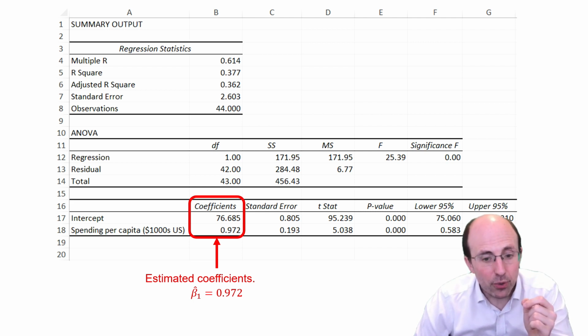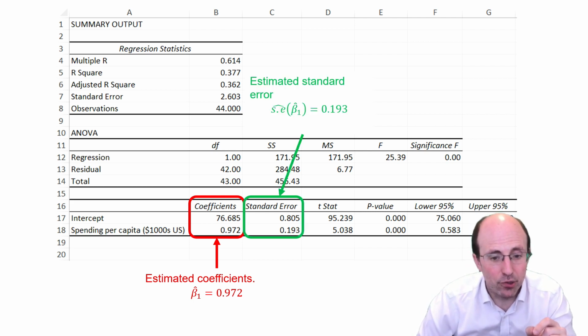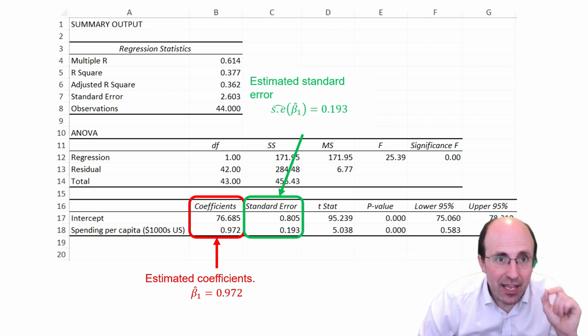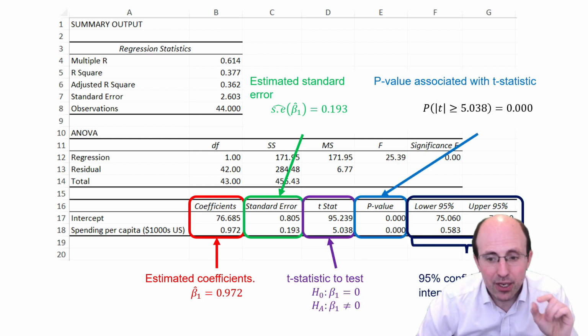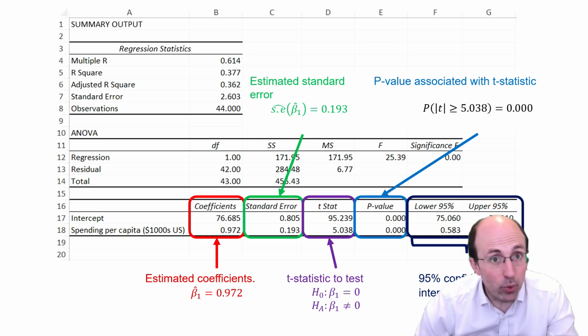But it also estimates the standard errors for us. These are the estimates of the standard error of beta 0 hat and beta 1 hat. So our estimated standard error of beta 1 hat is equal to 0.193. It also constructs the t-statistic, the relevant p-value, and the confidence interval on beta 1 hat. And the t-statistic that it constructs is the t-statistic relating to the test that beta 1 is equal to 0.